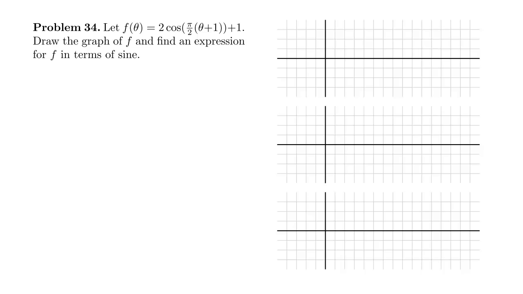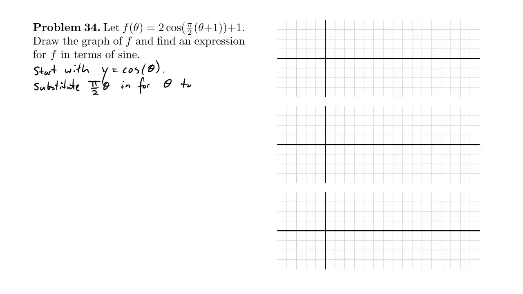Our next problem is to graph 2 times the cos of pi by 2 times theta plus 1, and then all plus 1. You'll recognize that this function is obtained from cos by composing it with both a vertical and a horizontal transformation. Let's build up this formula step by step from y equals cos of theta.